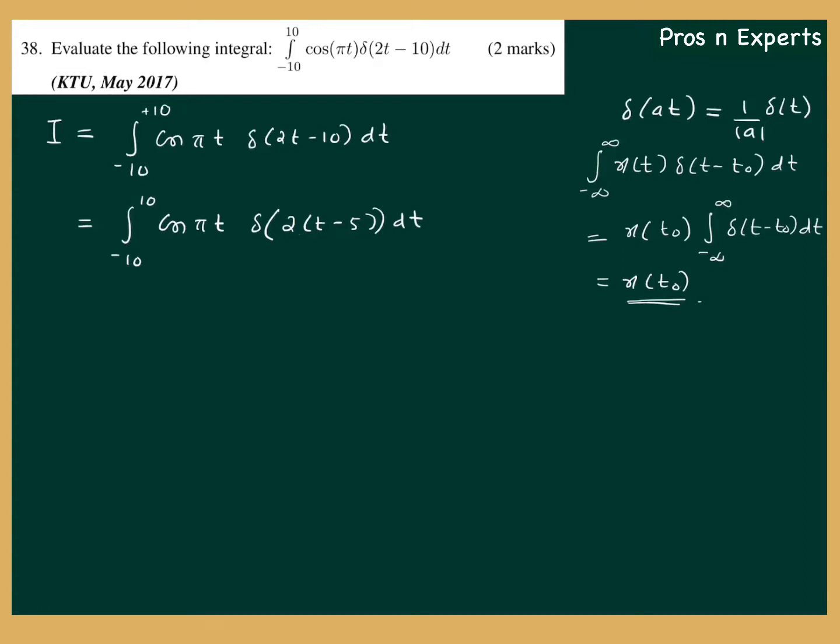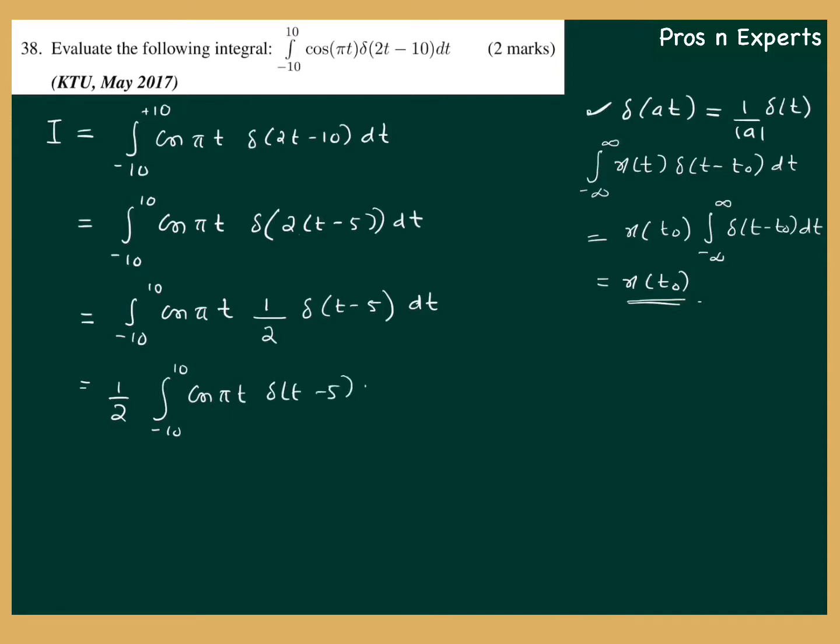Okay. Now I'm going to apply the property, del of a t equals 1 by mod a del of t. This is of the form del of a into t. So that ends up in 1 by mod a, mod 2 or 2, into del of t minus 5. Okay, 1 by 2 del of t minus 5 dt. This 1 by 2 is a constant, so this is the integral over minus 10 to 10 of cos pi t into del of t minus 5 dt.